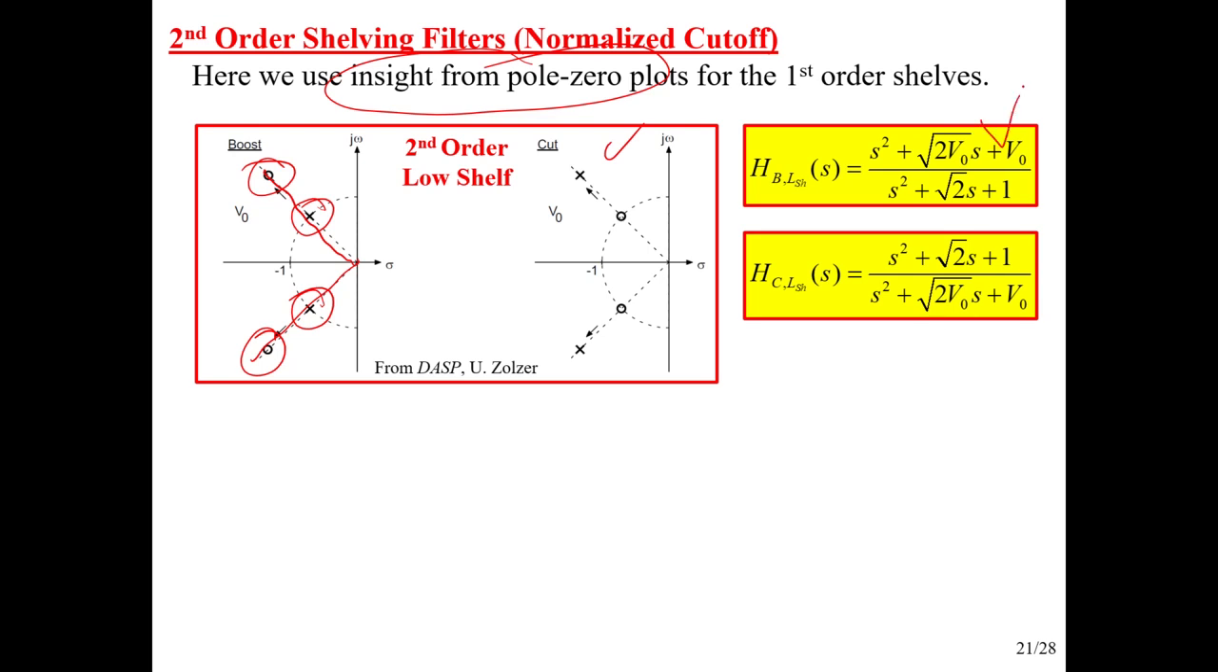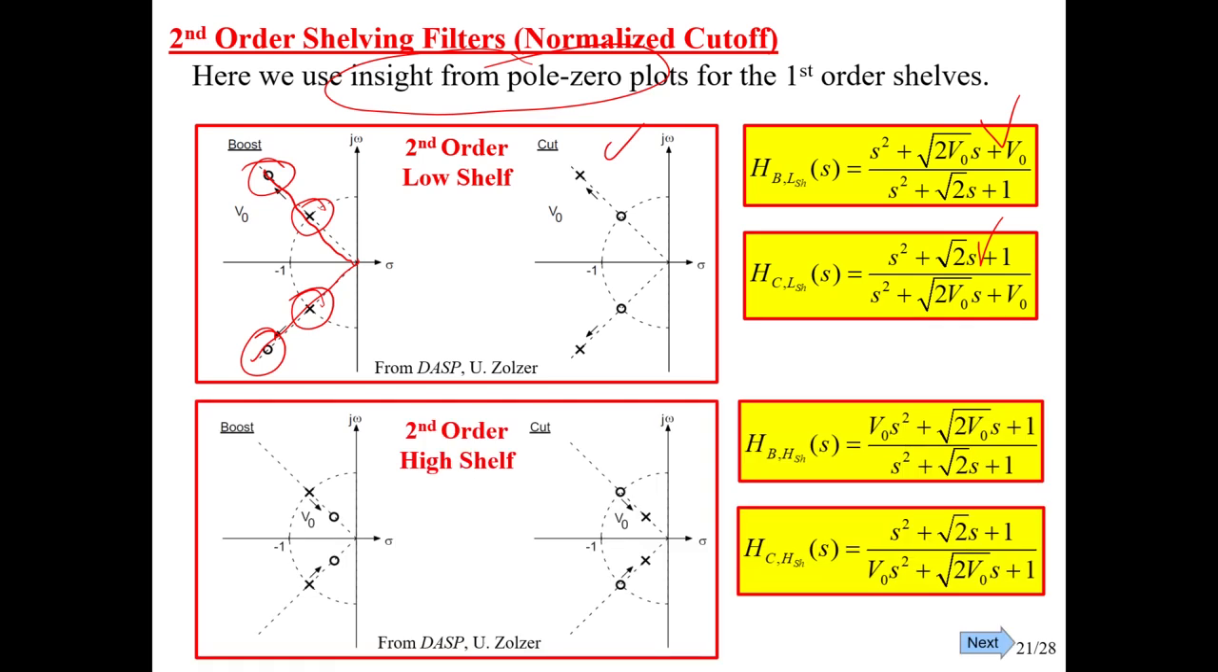And so we end up with this. So that is our form for the normalized boost and cut versions of the low shelf. And then similar kind of thing, we can deduce the form for the second order high shelf. Same kinds of arguments. The things that move are inside here. And just like we saw for the first order high shelf, except only 1 pole and 1 zero.